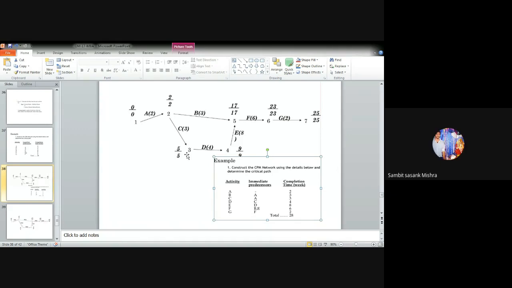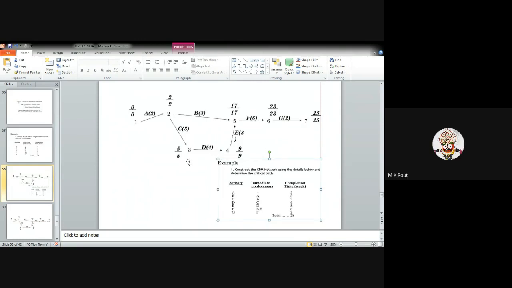Yes. Latest start time and latest finish time. Yes, yes. That is latest start time plus latest finish time. That means 2 + 3, that is 5/5. Is it clear?